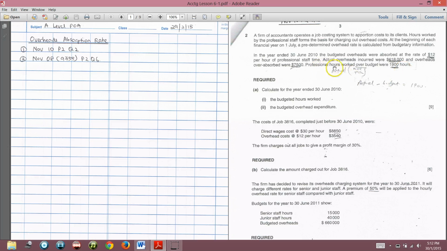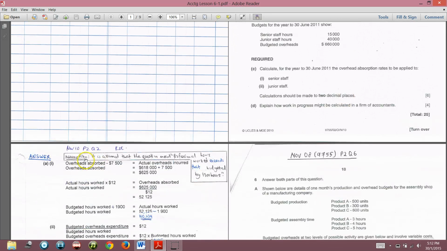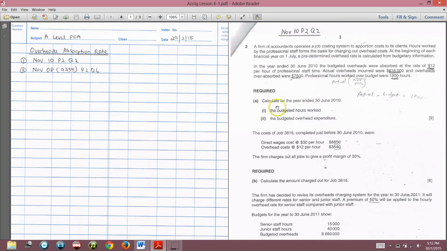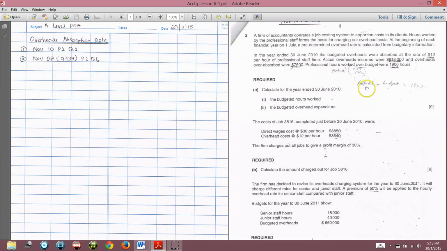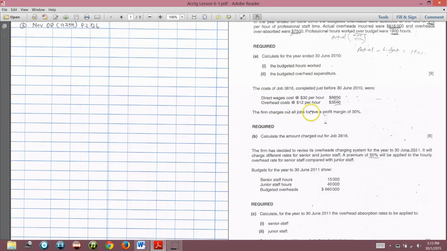So that means the actual professional hours worked exceeded budget by 1,009 hours. This is how I interpret the sentence, which is how most students interpret the sentence. Sometimes the sentence is not very clear. That's why you can write an assumption like this. My assumption is, it is assumed the question meant professional hours worked exceeds that budgeted by 1,009 hours. That means, in other words, the actual hours minus budget hours is 1,009 hours. So now they're asking you, what is the budgeted hours worked?